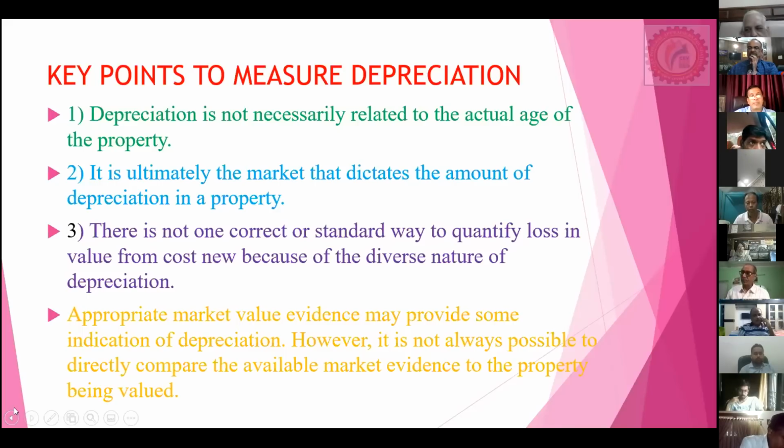Appropriate market value evidence may provide some indication of depreciation. See, appropriate market value evidence. Whether to arrive at the market value, the depreciation, or the effective age of the building, we should collect the data, that means sales data from the market. Then we have to compare those data with the subject property to arrive at the market value of the property, the depreciation, or the economic age. To decide the economic or effective age, the depreciation, or the market value, we have to extract the data from the market.